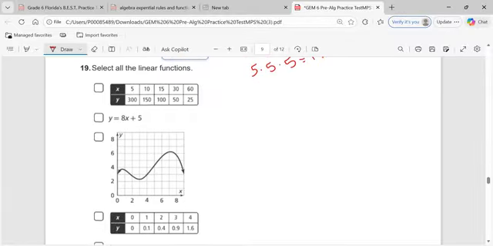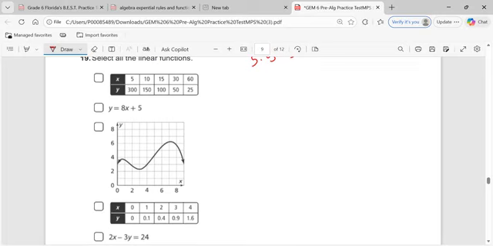Now, they want you to tell all the functions that are linear, meaning all the ones that make a line, linear line. So number 1, I'm not sure. Let me get a little graphy thing and just kind of sketch it out, and let's see.